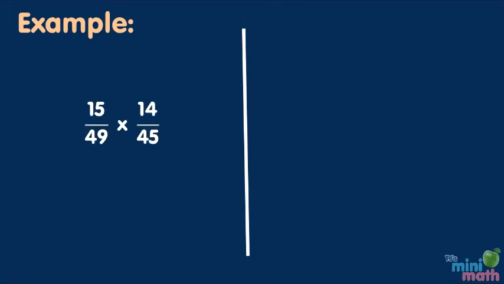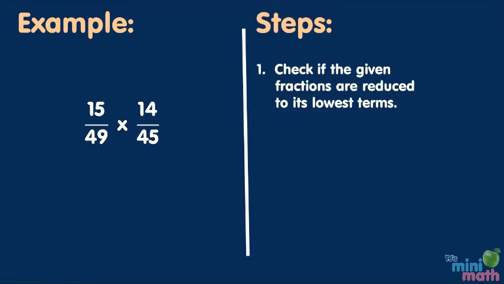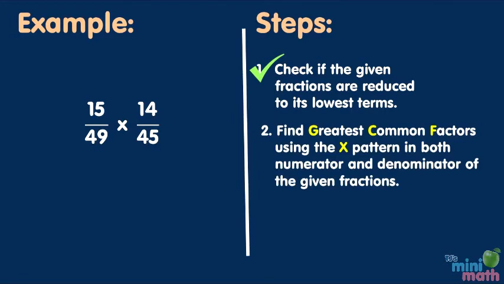Another example, we have 15/49 times 14/45. Okay, first step, check if the given fractions are reduced to its lowest terms. Yes, they are already in their lowest term. 15/49 is the lowest term, and 14/45 is in its lowest term already. Now, step 2, we are going to look for the greatest common factors using the X pattern. So in the first pair, 14 and 49, the GCF is 7.